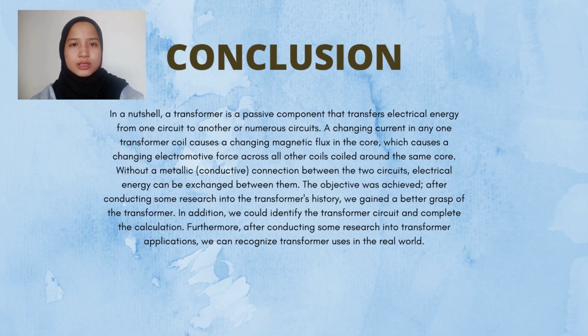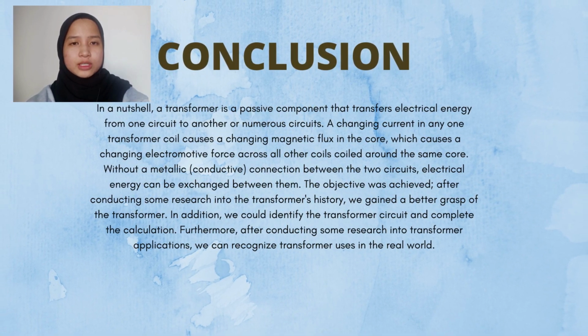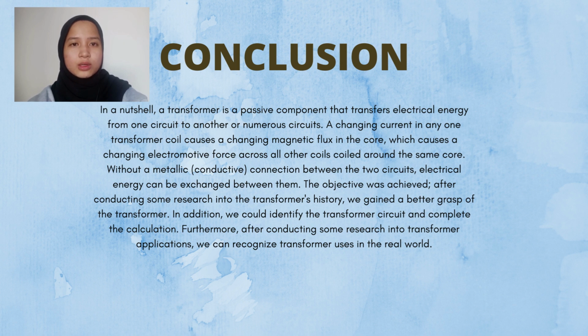In a nutshell, a transformer is a passive component that transfers electrical energy from one circuit to another or numerous circuits. A changing current in any one transformer coil causes a changing magnetic flux in the core, which causes a changing electromotive force across all other coils around the same core. Without a metallic connection between the two circuits, electrical energy can be exchanged between them.